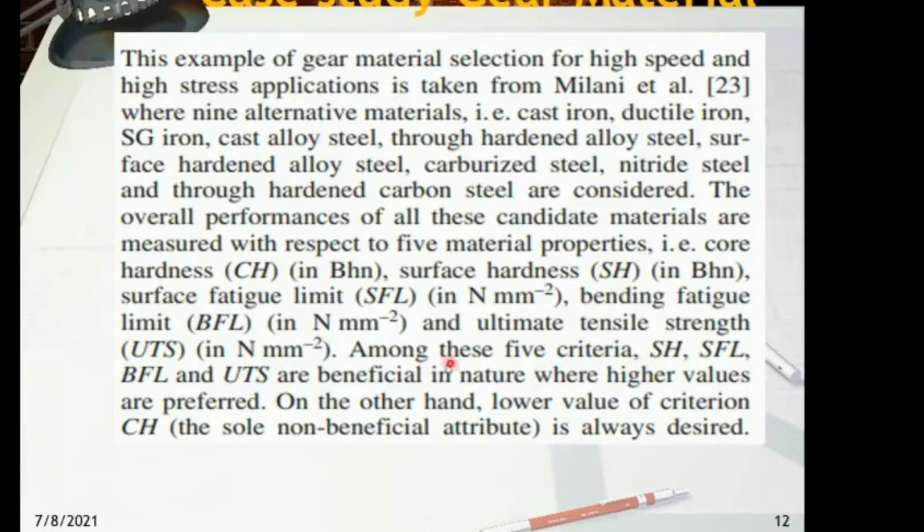I told you that it may vary according to our application. Some properties we want higher values, some properties we want lower values, and some properties we want a targeted value. But in this case, these 4 are larger the better, and the core hardness is smaller the better. We have taken only the example from this, right? They did rigorous work on what properties are required and what should be high and what should be low for these applications. And what we did is we used this GRA method to select the best material.